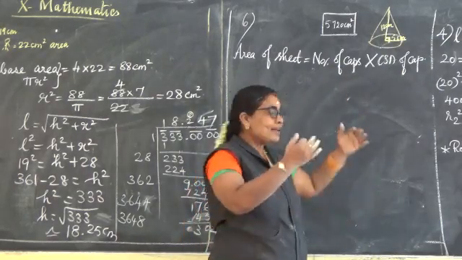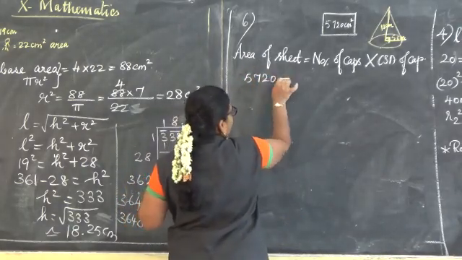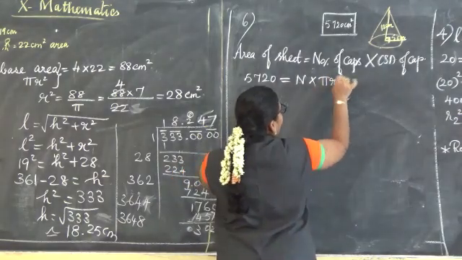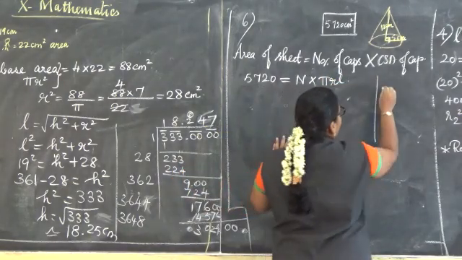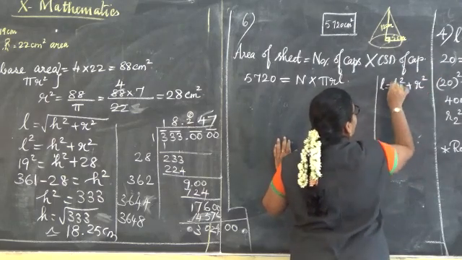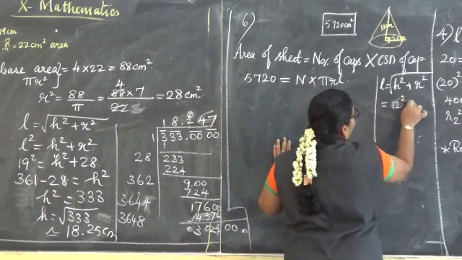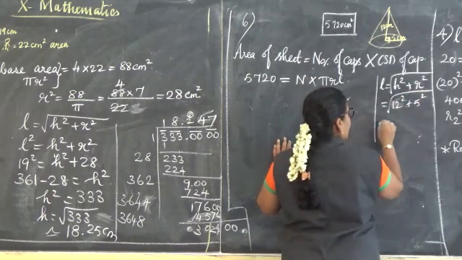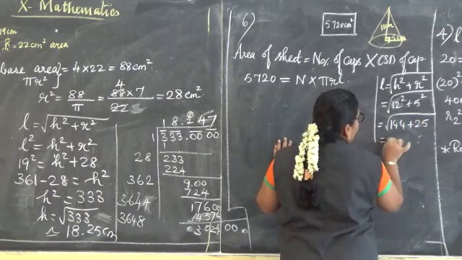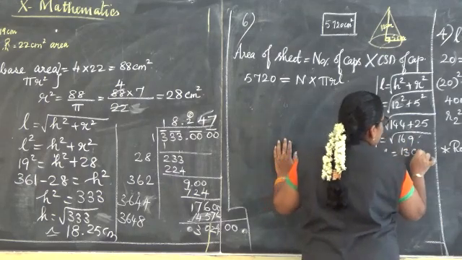So apply all the values. Area of the sheet 5720 is equal to number of caps into pi r L. So we don't know L. L is equal to root of h square plus r square. H is 12, so 12 square plus 5 square. So it will become 144 plus 25. You will be getting 169 and L is equal to 13 centimeter.